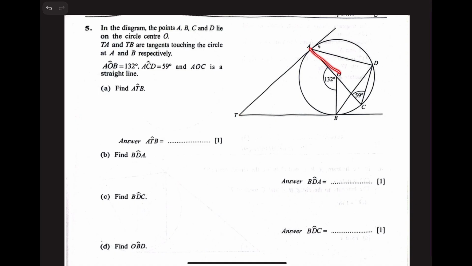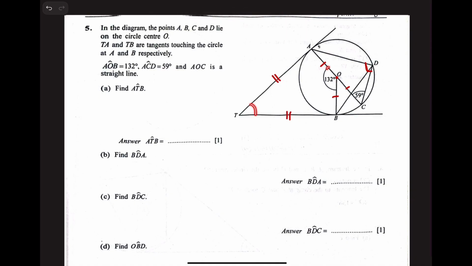AOB is 132, ACD is 59, AOC is a straight line. So this is a straight line, and since the center lies on the straight line, this angle would be 90 degrees. So let's mark this as 90. Okay, we also know that because this is a tangent, let's mark the radii first. So all the lines originating from the center, this is the radius, this is the radius, and this is the radius. So let's mark these. And we also know because this is a tangent kite, these two lines will also be equal. What is another property of tangent kite that can be employed here?